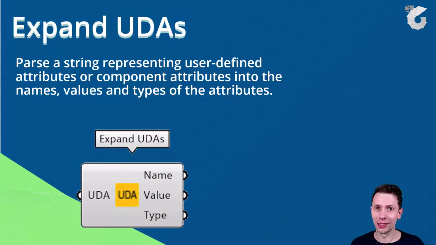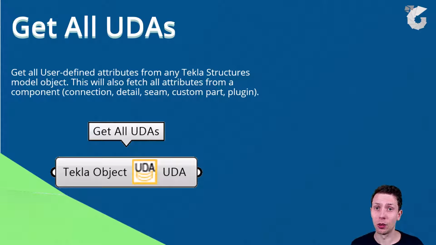The next component is called expand UDAs, but actually it can also be called deconstruct UDAs. Here, when we connect a UDA from our existing model, it will deconstruct the UDA into name, value, and type. Next one is get all UDAs.